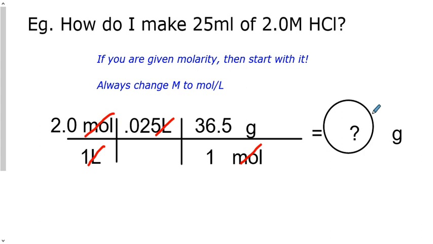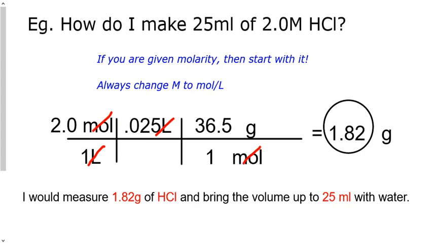So at this point, we'll multiply across the top and divide across the bottom. And of course, multiplying and dividing by 1 doesn't change anything mathematically. So we'll go 2 times 0.025 times 36.5 gives us 1.82 grams. Now, what do I do with that? Well, I'd measure my 1.82 grams of HCl and put it into a container, and then I would add water until I brought the volume up to 25 mils with water. Please don't ever say add 25 mils of water. Like I showed you, we'd get a value that was much higher than what we'd expect.